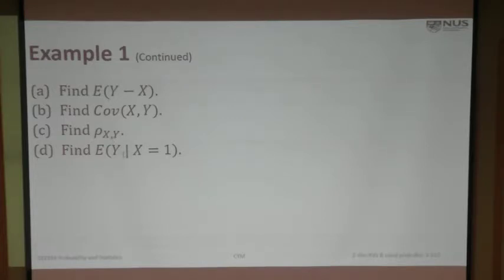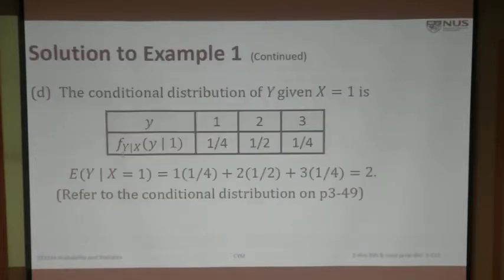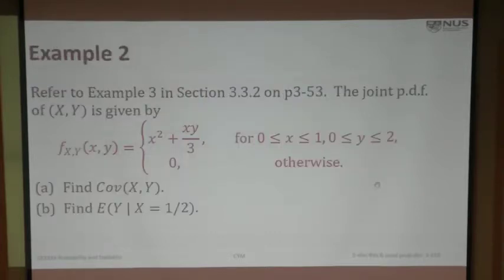So now we want to compute the conditional expectation of y given x is equal to 1. I think we computed the conditional PMF. If you look at chapter 3, page 49, something we probably looked at last Friday, the conditional PMF of y given x is 1 looks like this. I'm pretty sure we did that before. So the expected value of y given x equals 1 is going to be 1 times a quarter plus 2 times a half plus 3 times a quarter, which is 2. Okay. And that's the end of the example.